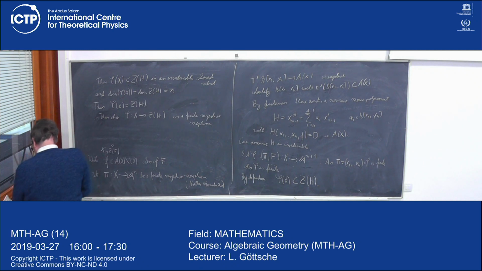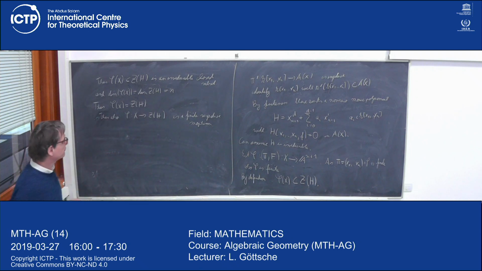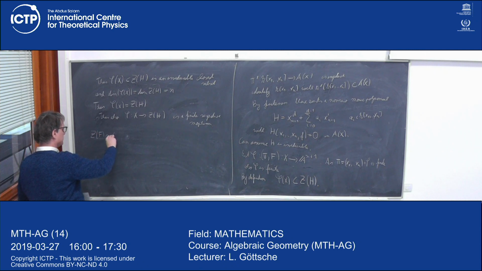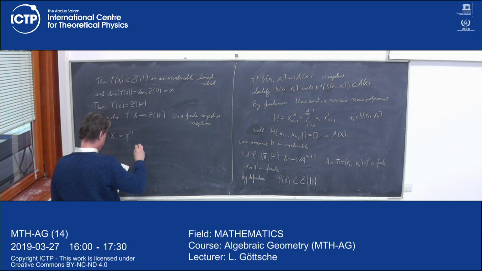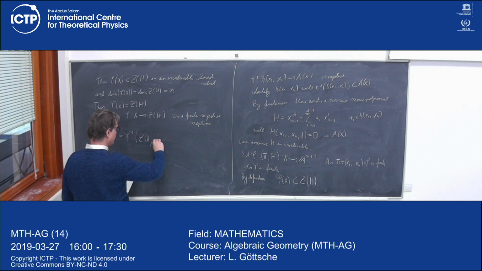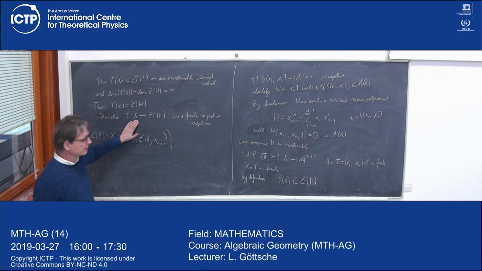And now you can just look at it. So we want to see what is Z of F intersected with X. I claim this is the inverse image of the zero set of H and x_{n+1}. So we have this phi, so the zero set of H, okay, this gives us X. If I take the inverse image of that, it gives us X. And you see that the last component of phi is just our f. So the inverse image of the condition that x_{n+1} is 0 is that f is 0.